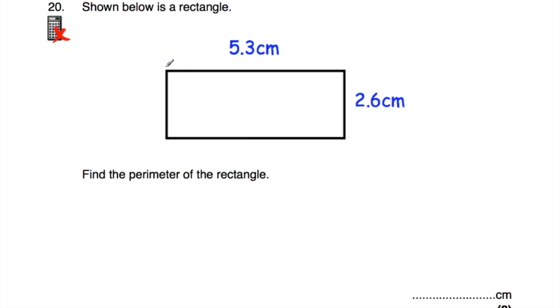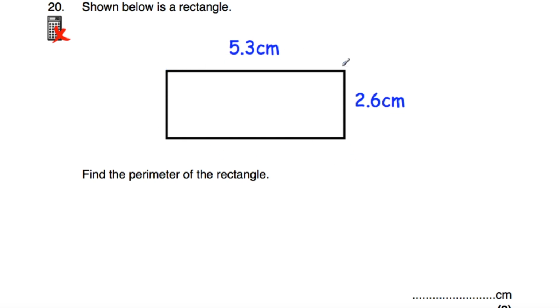Okay, let's look at our next question, question number 20. Question number 20 says, shown below is a rectangle. So we've got this rectangle. It's got a length of 5.3 centimeters and a width of 2.6 centimeters. And the question says, find the perimeter of the rectangle. So we want to find the perimeter of this rectangle, so the distance around the outside.